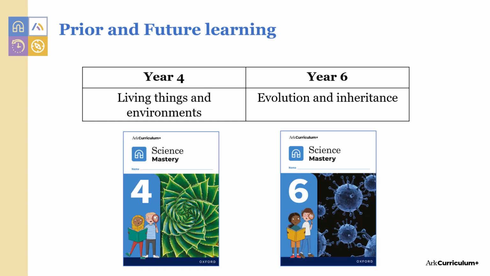Here are the 2 units that we've identified as having the main prior and future learning links for this unit: Year 4 Living Things and Environments and Year 6 Evolution and Inheritance, and you can find a list of bullet point facts in the unit planning guidance on how these units link together.